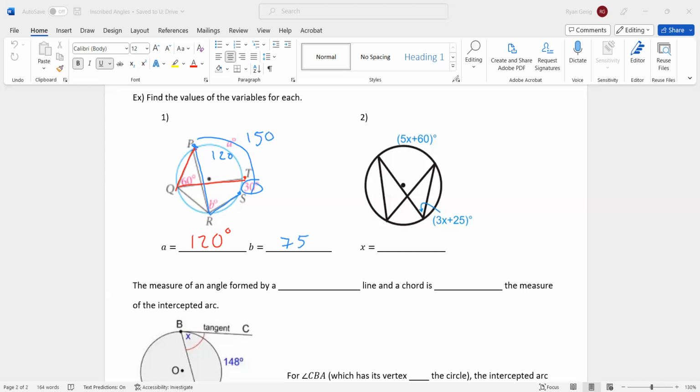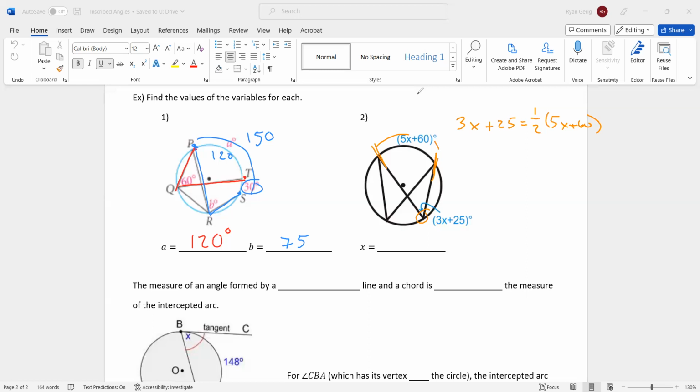the next one, everything's set up the way you need it to be, but it's all algebra. So this is the angle. The intercepted arc is 5x plus 60. So how do I write this equation? Well, the angle, 3x plus 25, is equal to half of the intercepted arc. So 1/2 times the arc gives me the angle. So 5x plus 60. Okay.